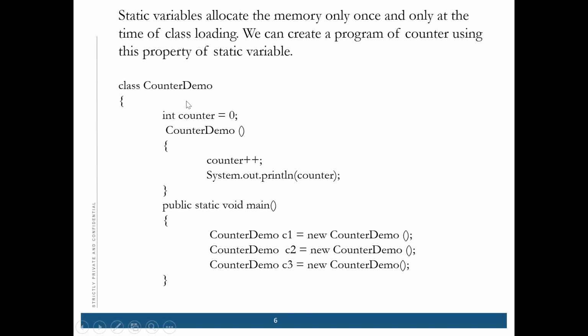Suppose there is a class CounterDemo, and inside that there is one variable, integer counter equal to 0. There is a constructor which is incrementing this counter and printing the counter. We are creating 3 objects and calling this constructor. If it is integer and if it is static, what is the difference? We will see in our program.